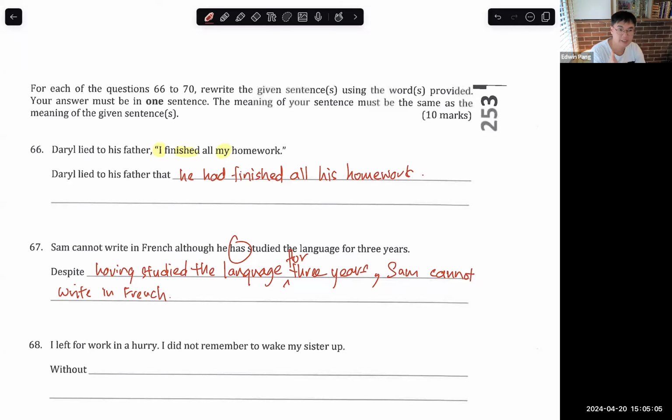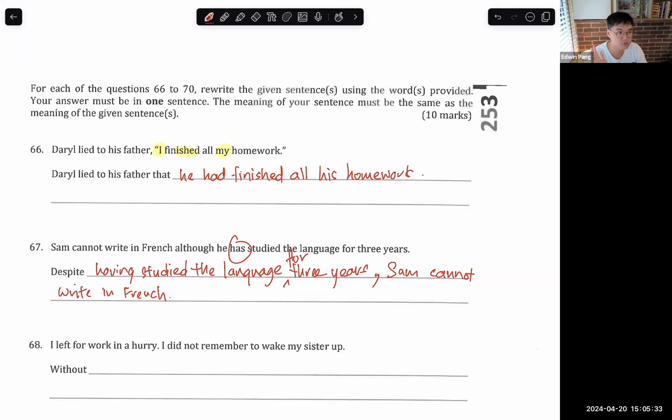So it cannot be despite studying. When you see has studied, you have to shift it and maintain the format. Has becomes having. That means the has changes in its verb form, but it's not removed. If you remove it, then you are changing the tense already. So no, it cannot be despite studying the language; it is despite having studied the language for 3 years. Okay, that is being true to the original verb form.